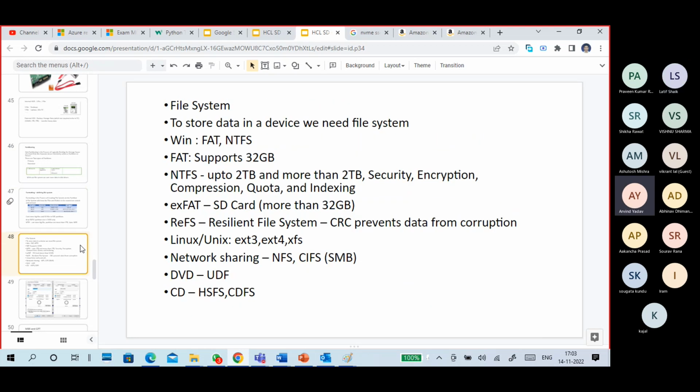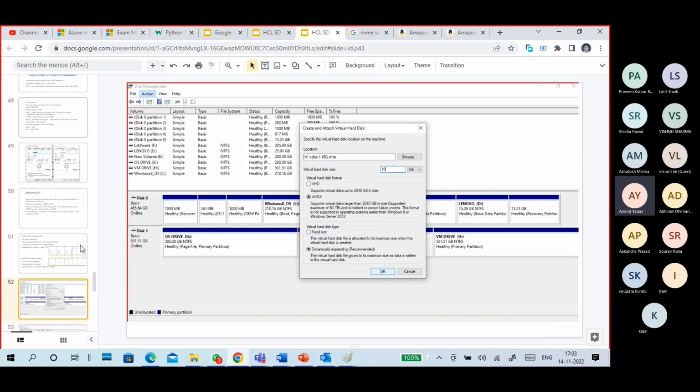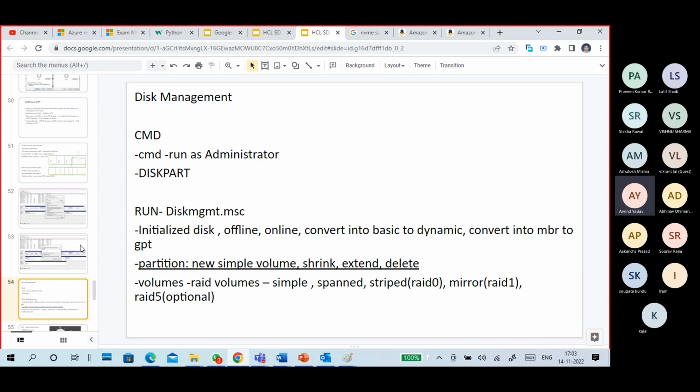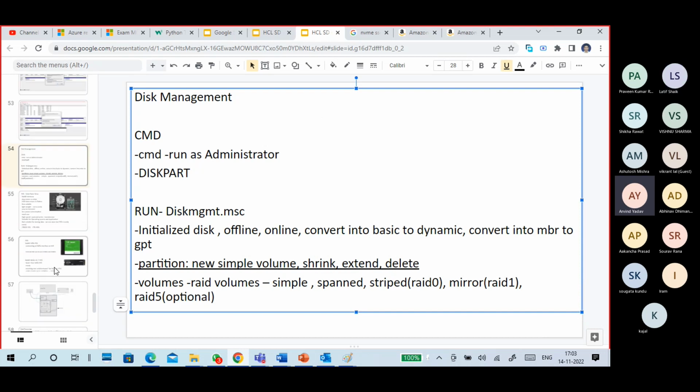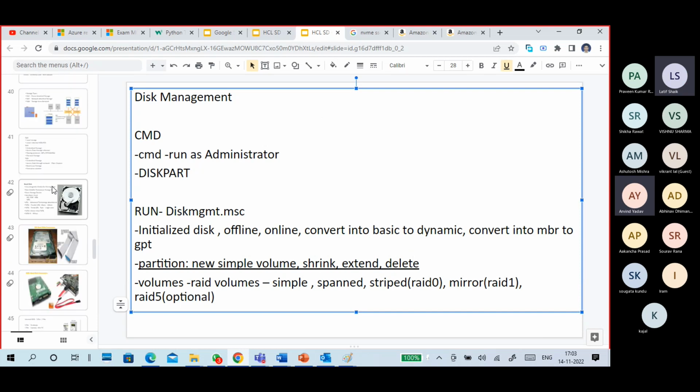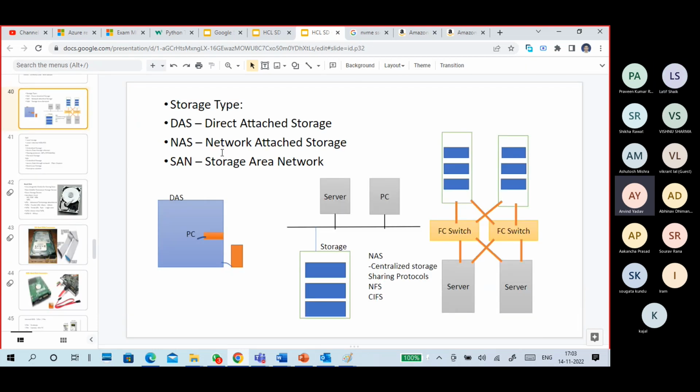So this is about partitioning and file systems. And last class I told you about disk management. We can use the diskpart command and diskmgmt.msc. Initialize the disk, offline, online and so on, I didn't tell you that. I told you partition, new partition, shrink, extend. We have little time, so I will give you an introduction to storage also.